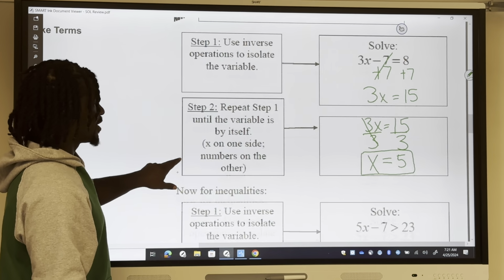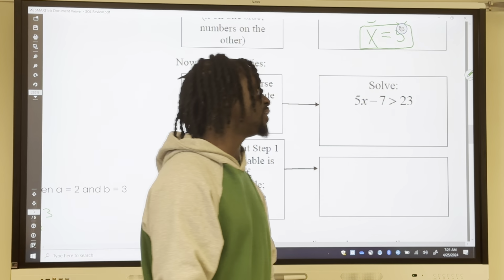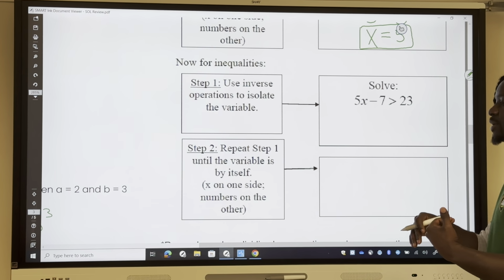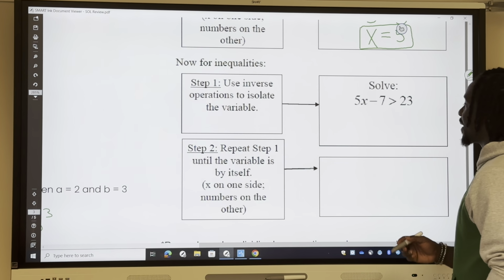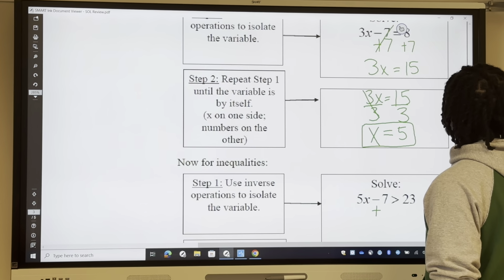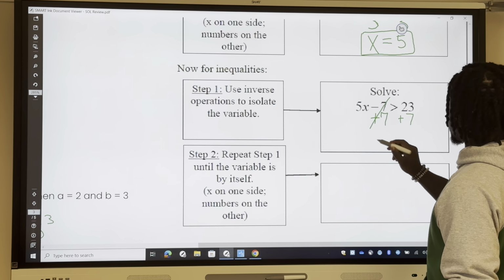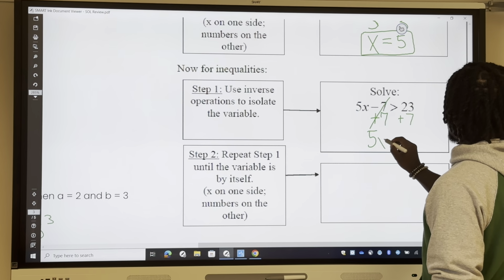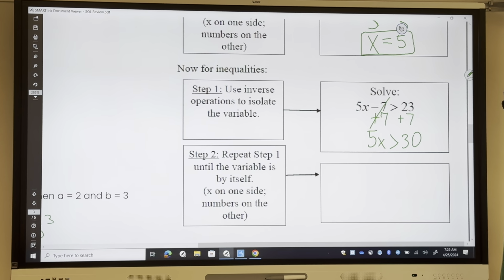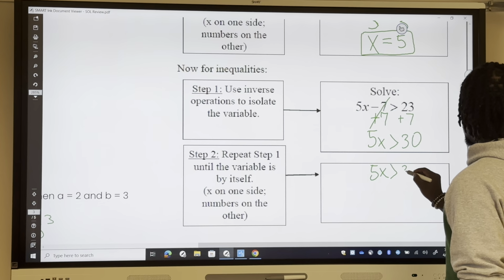All right. Now let's do the same type of problem. This time it just has an inequality symbol. So we're going to do exactly the same thing: do the inverse operation until the x is by itself. This time it's a minus 7, so I am going to add the 7. The 7s are going to cancel, leaving me with 5x is greater than 23 plus 7, which is 30. So that was step one. I'm just going to rewrite this for the next step.